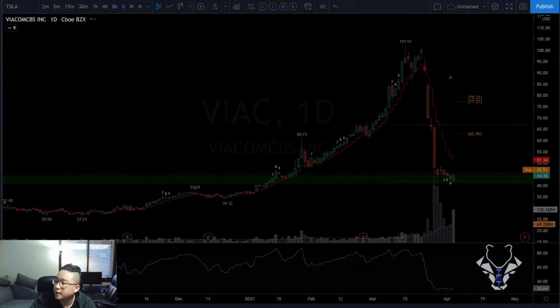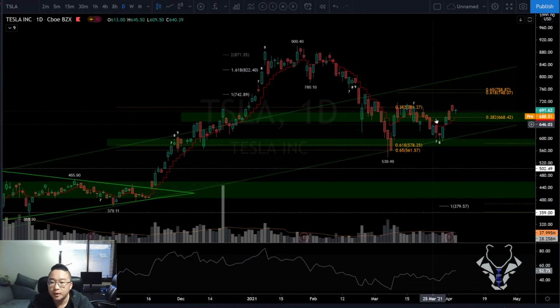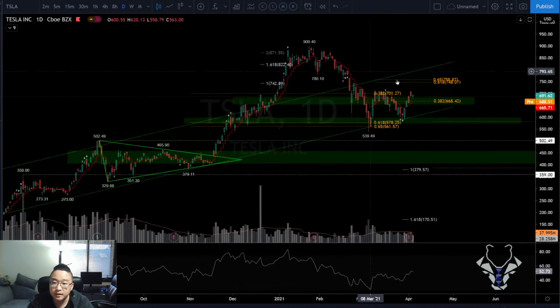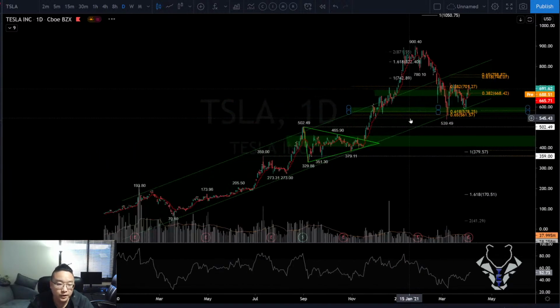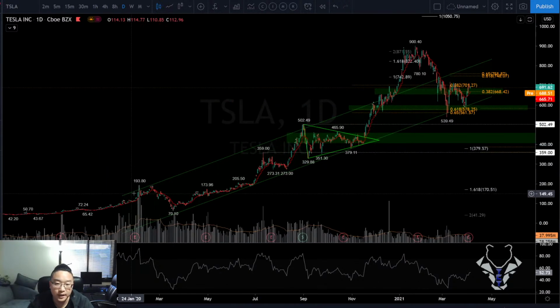All right, hottest tickers. First one, let's take a look at Tesla. So Tesla found a support at that lower trend line of the long-term channel. This channel has been holding us. We've been in this channel for a very long time, since the pre-pandemic pullback.